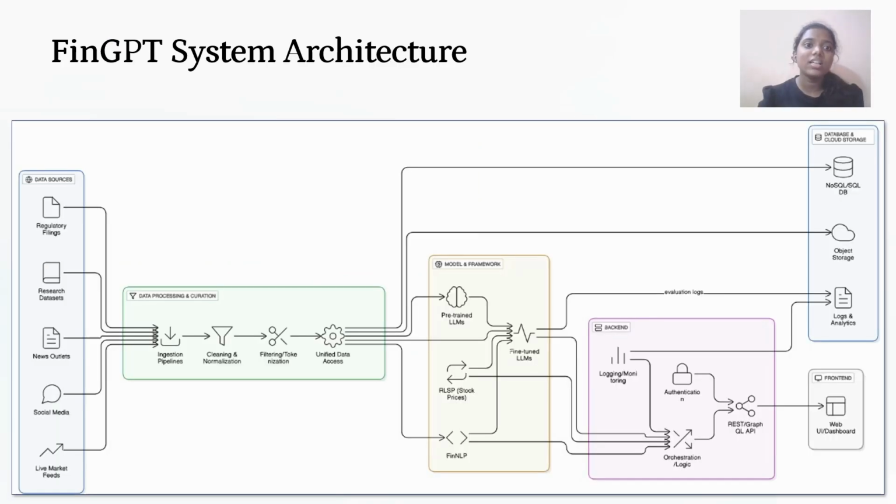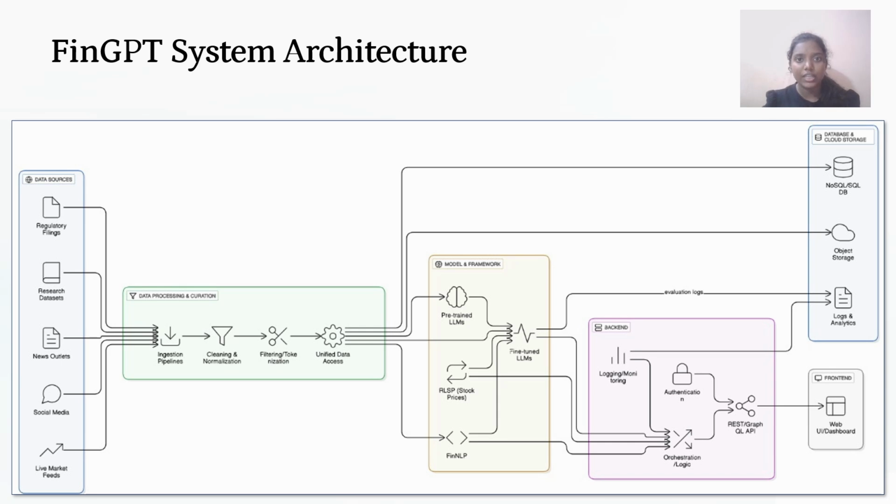Now let us understand the architecture diagram of FinGPT. This diagram shows how FinGPT works overall. Under data sources, we have regulatory filings, research datasets, news, social media, and live market feeds. Under data processing and curation, the data flows through the ingestion pipelines. Cleaning, normalization, filtering, and tokenization is done along with unified access. Coming to the model and framework layer, pre-trained LLMs are fine-tuned using LoRA, QLoRA, and RLSP with FinLLM, financial LLM, for financial context.